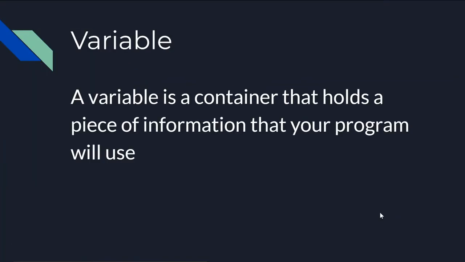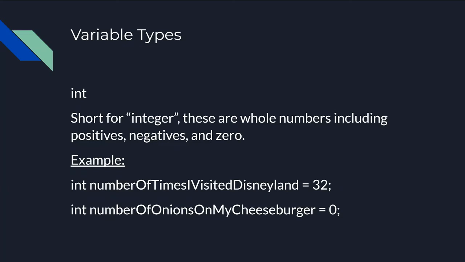The first thing that we're going to talk about is a variable. A variable is simply a container that holds a piece of information that your program is going to use. In C#, we need to tell the computer what type of data we are holding, what piece of information we are containing in our variable. So each variable needs to have a type. One of the most basic types of variables is an int. An int is short for integer, and that simply means that it's a whole number. That could be any positive numbers, any negative numbers. It also includes 0, but no decimals or fractions in integers.